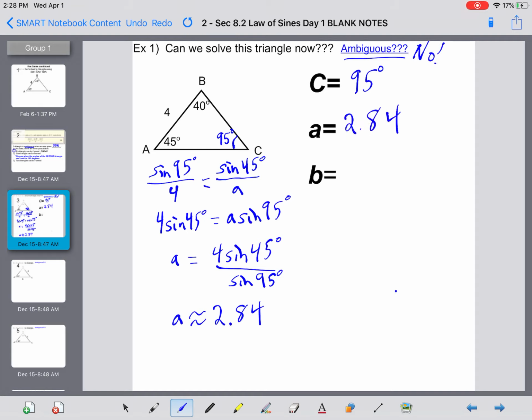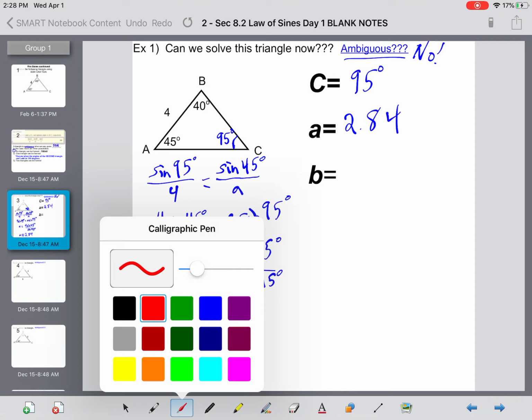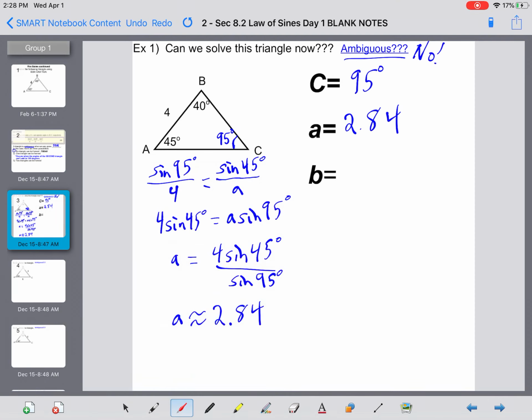All right. Now, for side lowercase b, we still can't use the Pythagorean theorem. We can't use sine, cosine, or tangent. This is not a right triangle. So I've got to set up another law of sines little equation.